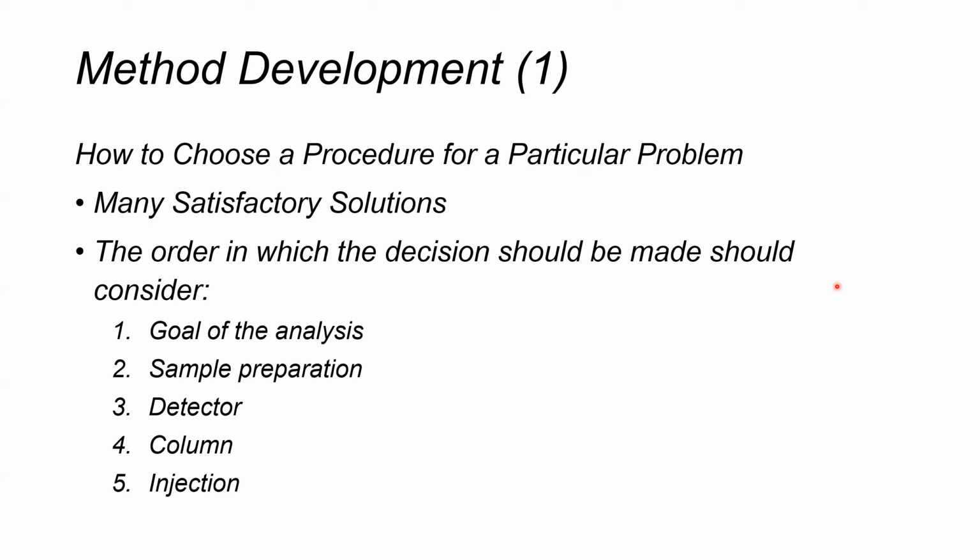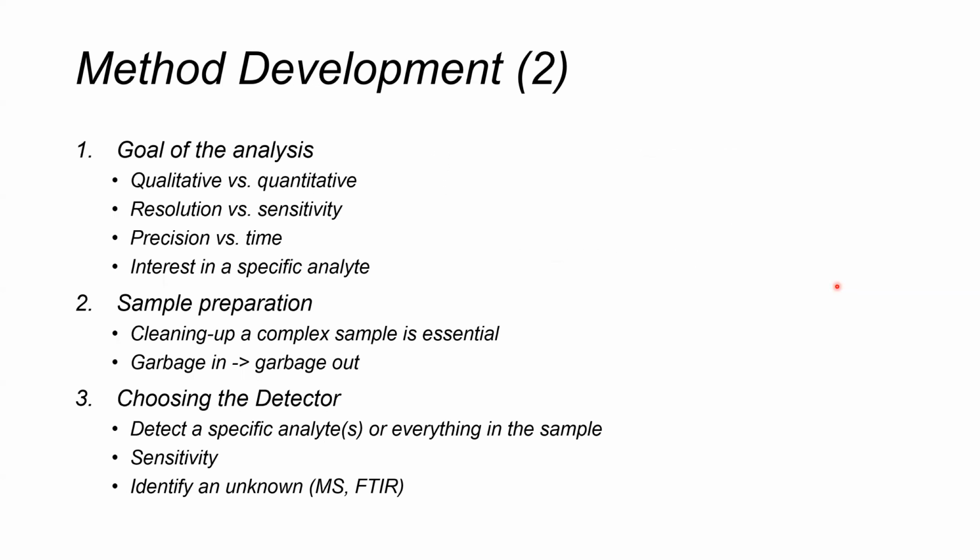So the order in which a decision should be made on the method is as given. The first thing is to decide what the goal of the analysis is. Are we doing qualitative analysis? Are we doing quantitative analysis? After that, many of our questions will already have been answered. Then, of course, we need to make sure the sample preparation is correct, because if we have a pretty dodgy sample, we're probably going to get a dodgy analysis result. Then we look at the detector, the column, and injection method.